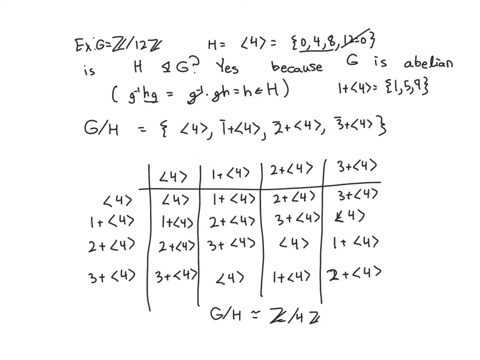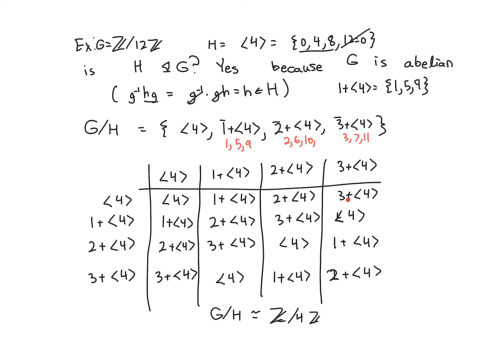The first has 0, 4, 8. This has 1, 5, 9. The next one should have 2, 6, 10. And the next one should have 3, 7, and 11 as its elements. And then here is the addition table.